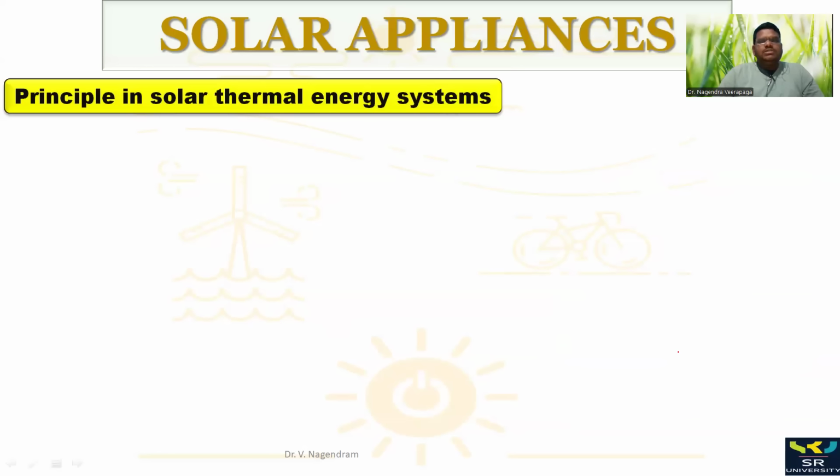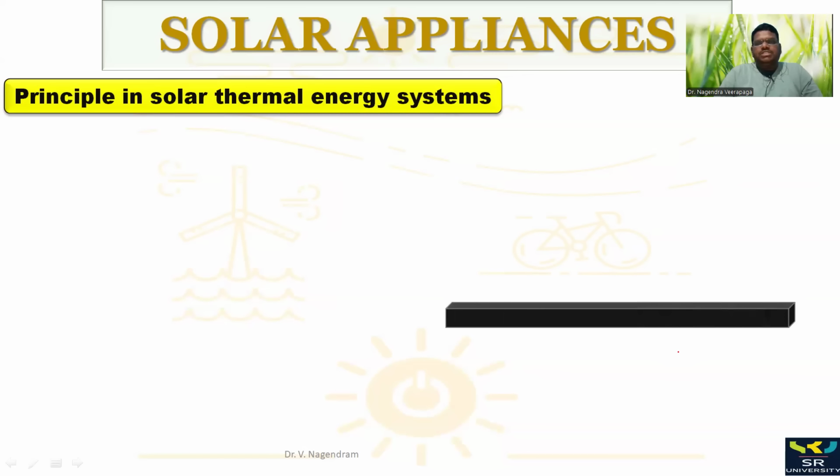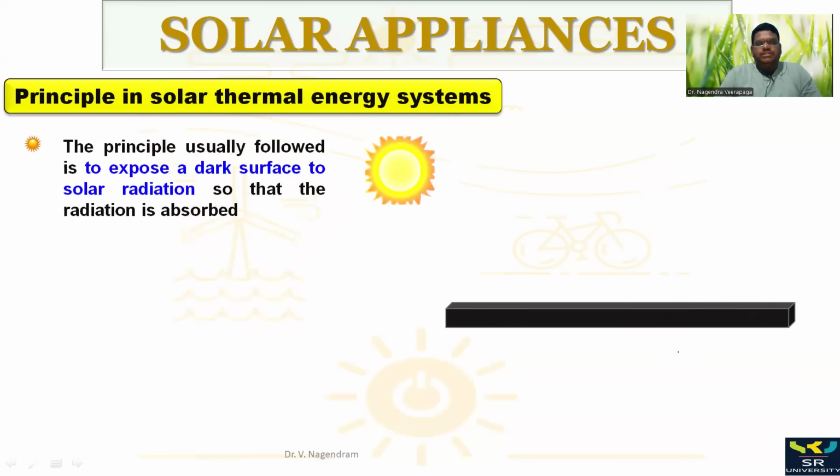In today's class, we are mostly going to discuss solar thermal appliances, especially solar thermal collectors. What are solar thermal collectors, and what is their working principle? That we will see. Firstly, we are going to see how a solar thermal energy system works. Any solar thermal collector basically consists of a black body, which is coated completely in black color, so it will collect the solar energy.